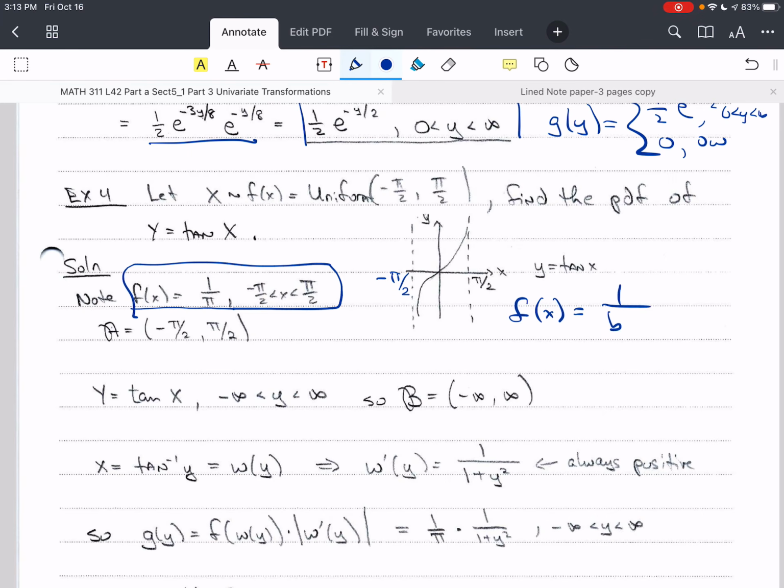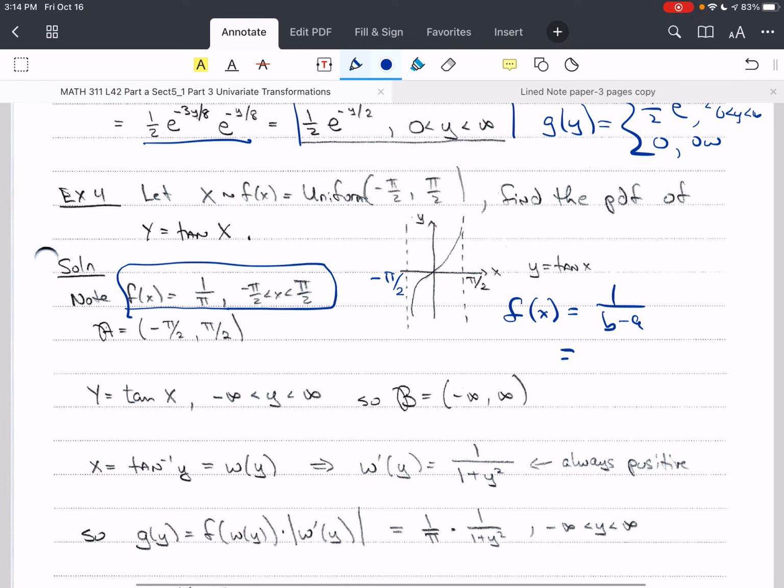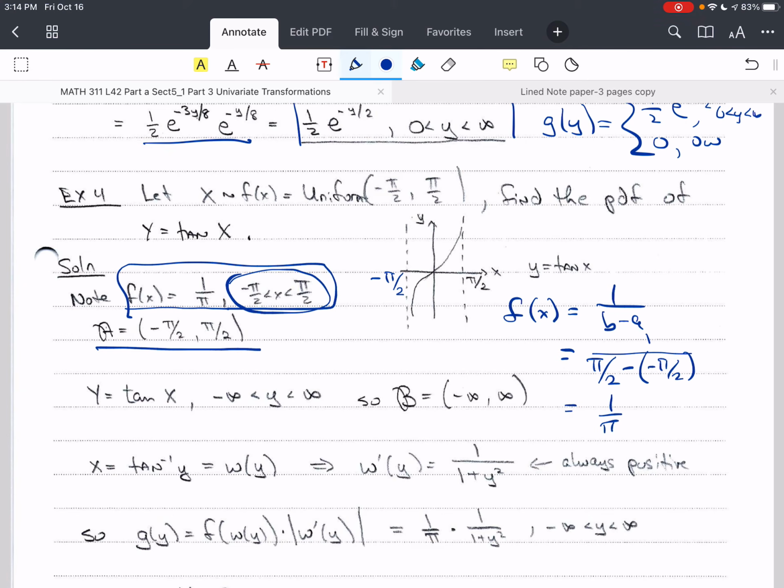I was about to mix that up with the mean, but that's not what we want to do. It's 1 over b minus a. In this case, b is pi over 2, and a is negative pi over 2, and so this is 1 over pi. And then we have to put our space of x where it's defined, which is from negative pi over 2 to pi over 2.